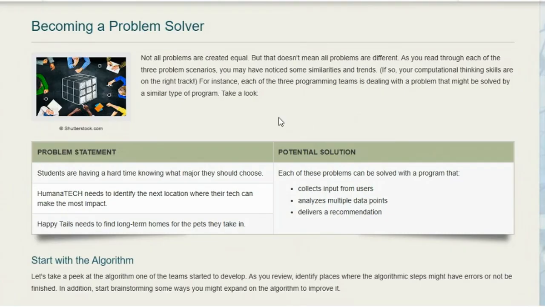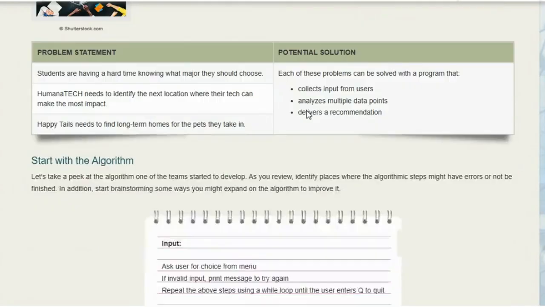For instance, each of the three programming teams is dealing with a problem that might be solved by a similar type of program. Let's look. So here's the problem statements. Students are having a hard time knowing what major to choose. Humanitech needs to identify the next location where their tech can have the most impact. Happy Tails needs to find long-term homes for the pets they take in. Each of these problems can be solved with a program that collects input from users, analyzes multiple data points, and delivers a recommendation. So there are some similarities in those three very different types of problems.